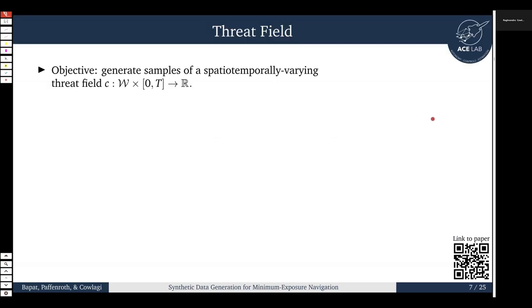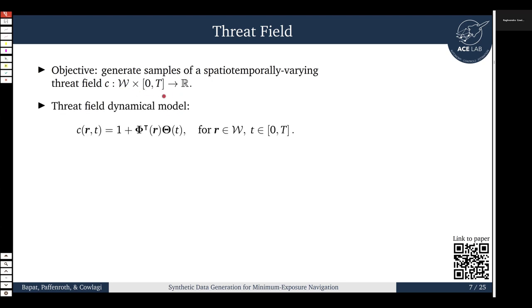The objective, again, is to generate samples of a spatiotemporally varying threat field. So here, this is a threat field that maps to the real vector space, and it maps from the spatial and temporal domains. We impose a structure on it, so that's our understanding, so to speak, of the threat field, and we'll impose a series structure that decomposes the spatial and temporal components.